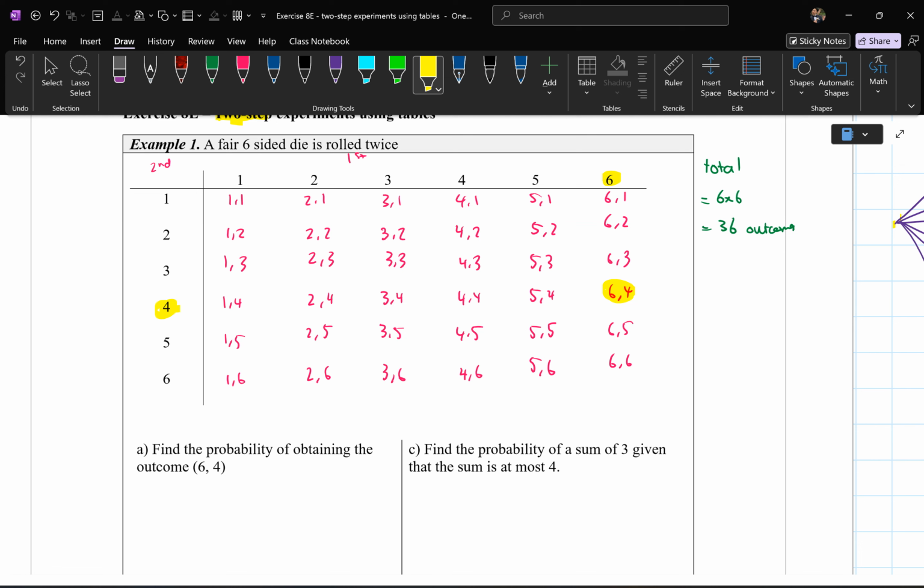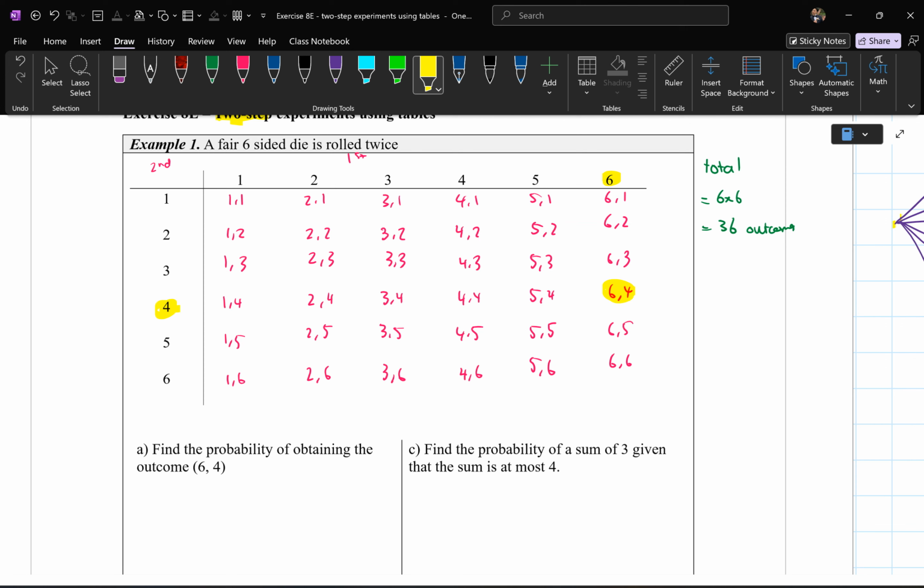So technically it should be 1 outcome. It depends on the wording of the question. If the question was just saying getting a 6 and a 4, well, there are 2 ways of getting a 6 and a 4. You could have got a 4 and then a 6 as well. If they say 6 on the first go and then 4 on the second, that's very specific in terms of order, then that would be 1 out of 36. If they just say getting a 6 and a 4, then there would have been 2 out of 36.